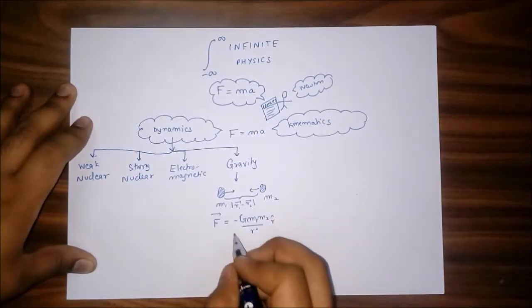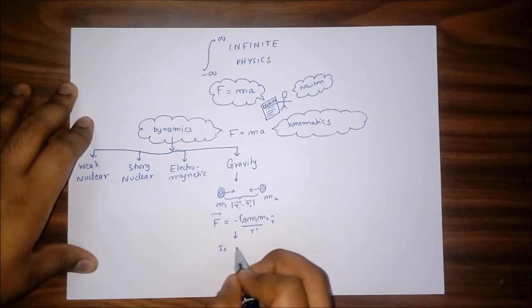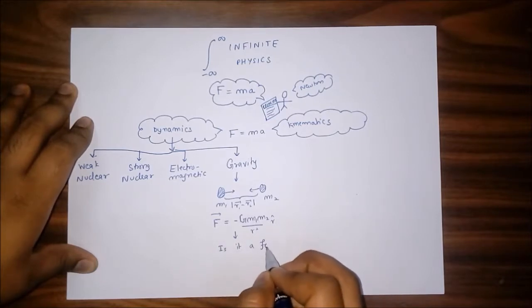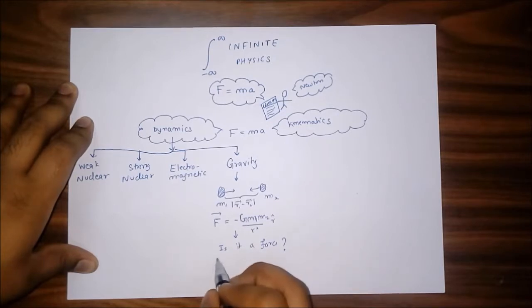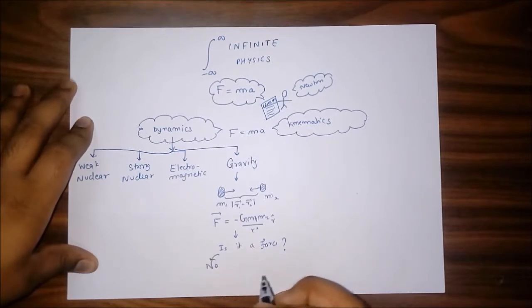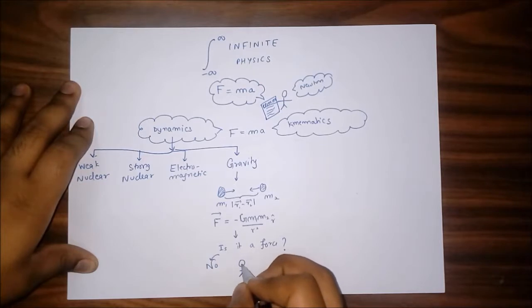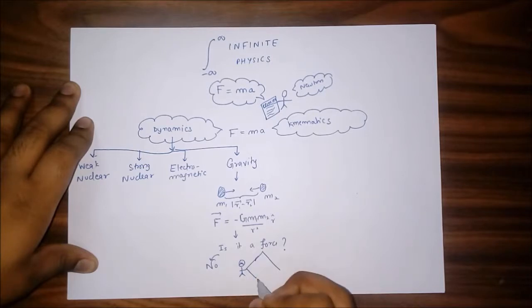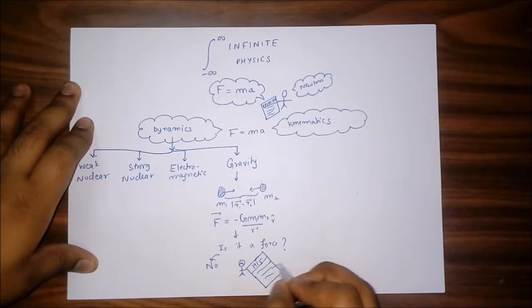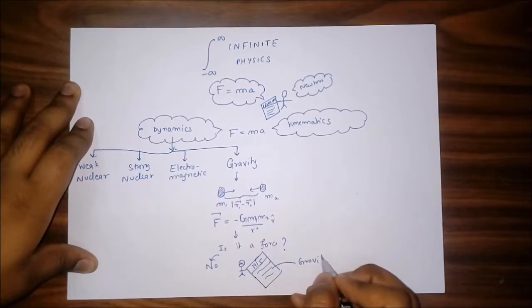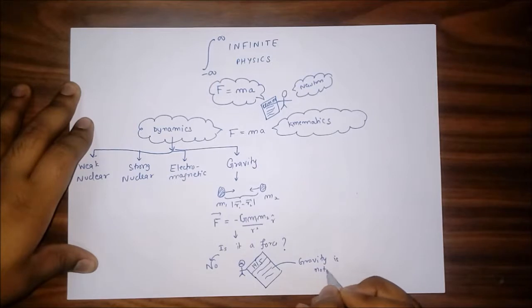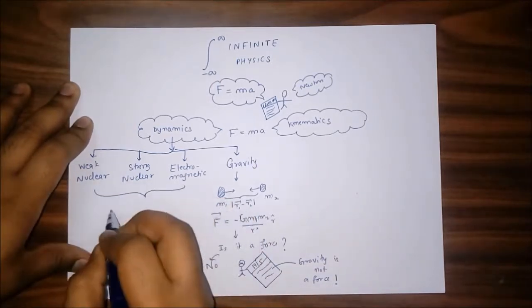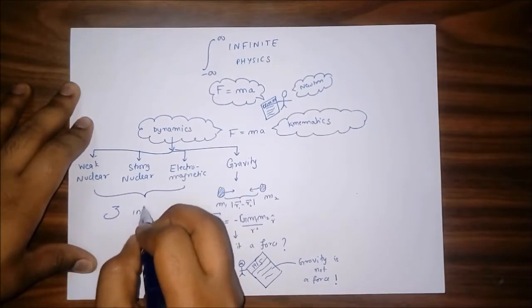But is it really a force at all? Einstein said it's not. In his famous 1915 work, he tells us that it's not a force, it is the curvature of the space-time fabric caused by the distortion of space-time by mass, matter, and energy. So we are left with only three interactions that play a role in F equals ma.